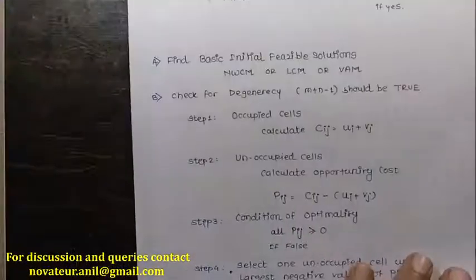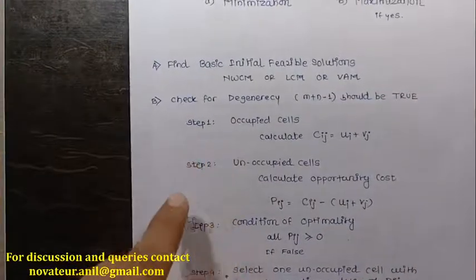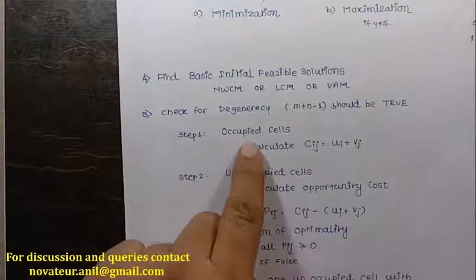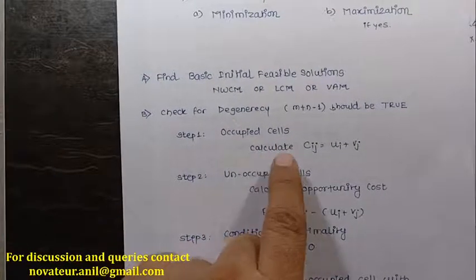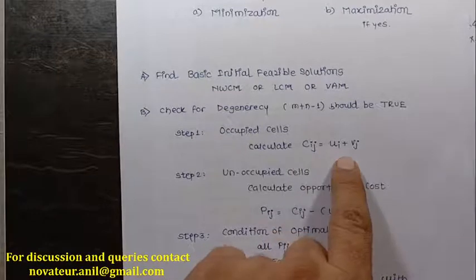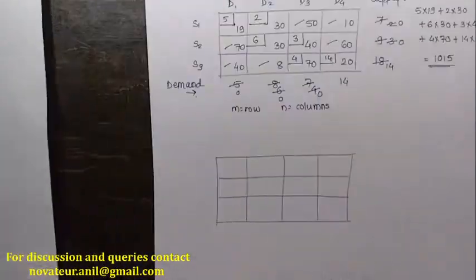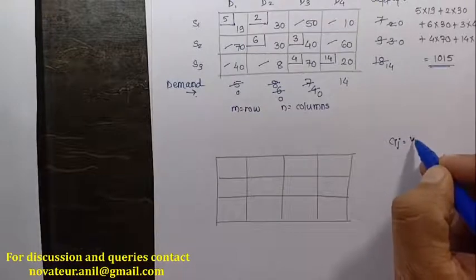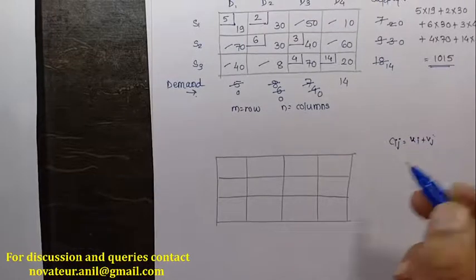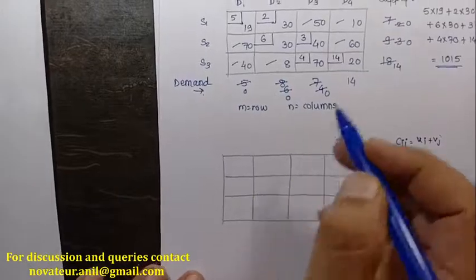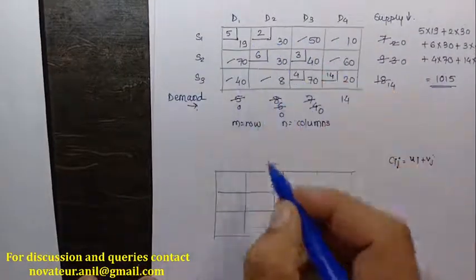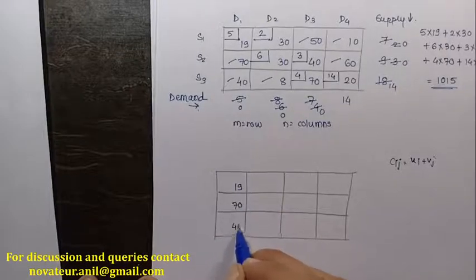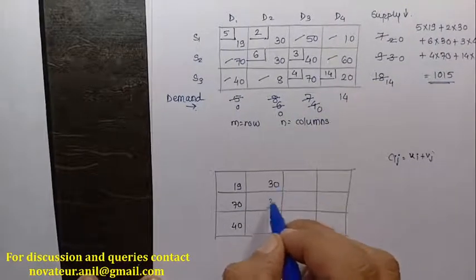What it says is that first I have to perform two different operations: one for occupied cells and one for unoccupied cells. For occupied cells, it says to calculate Cij equal to Ui plus Vj. So Cij is nothing but Ui plus Vj. I'll quickly rewrite the assigned and unassigned values from the northwest corner method that we found with the help of the initial feasible solution.